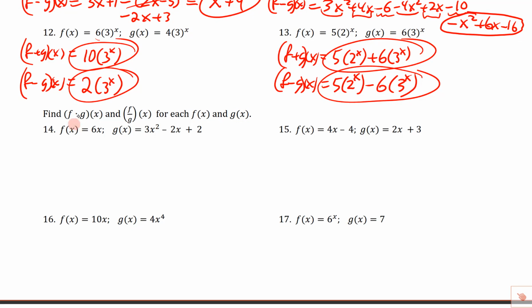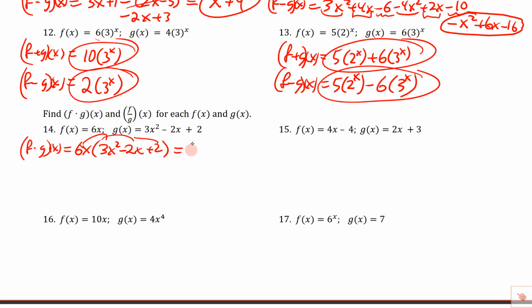So we've got a multiplication problem with f and g and a division problem with f and g. So when we multiply these, so f times g of x, we're going to take 6x and multiply it with 3x squared minus 2x plus 2. So let's go ahead and distribute through here.